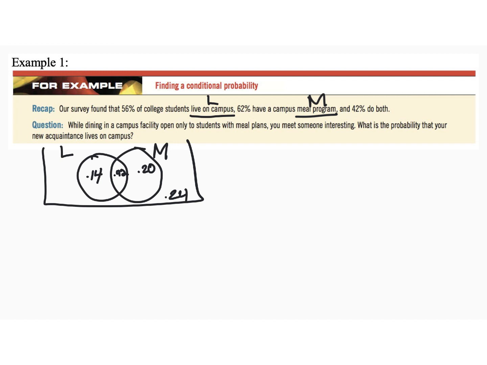But let's read the actual question. While dining in a campus facility open to students with meal plans, you meet someone interesting. What is the probability that your new acquaintance lives on campus? The probability that they live on campus, but we were restricting that to just those who have a meal plan. So here's the proper notation. What is this equal to?